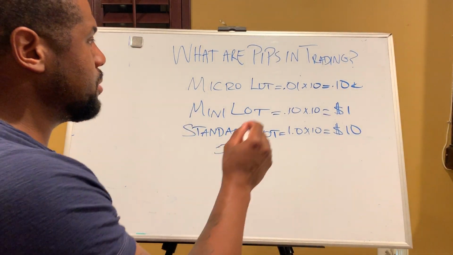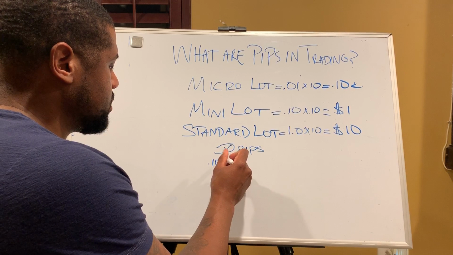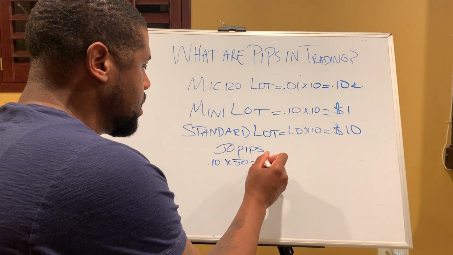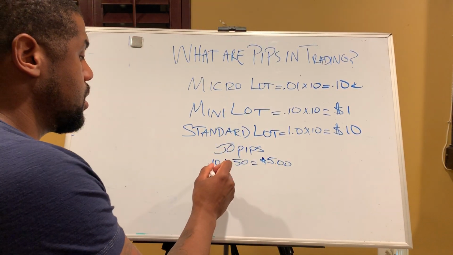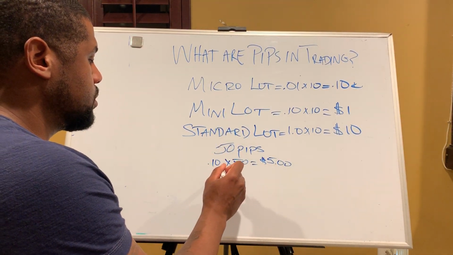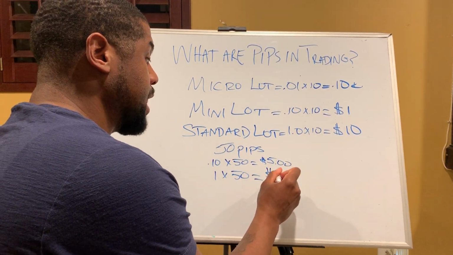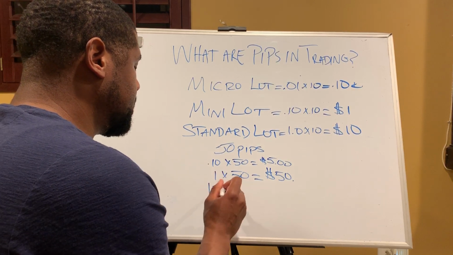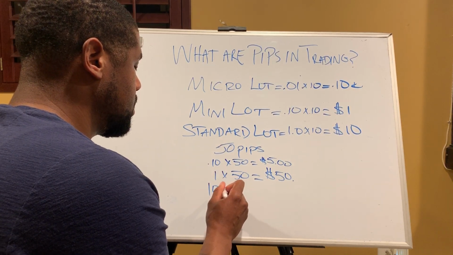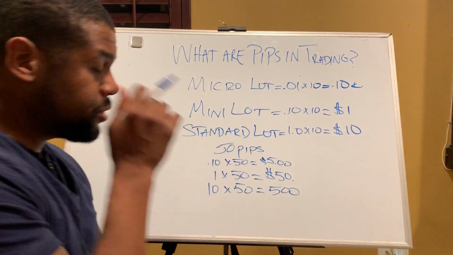Now, if you break that 50 pips down on a micro lot, 10 cents times 50 pips, right? Hey, that's $5 you just made. Profit is profit, right? $1 times 50 pips, that's $50 you just made, right? $10 times 50 pips, that's $500 you just made.